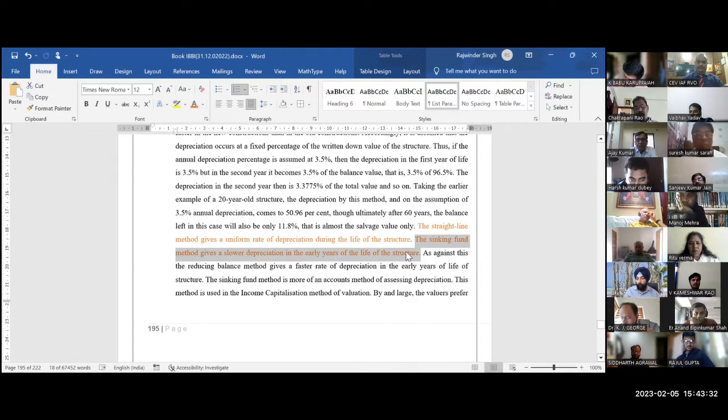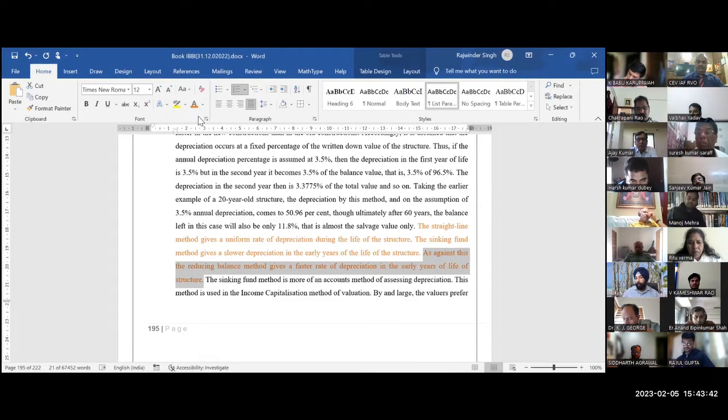But what about in this linear or reducing balance method? It is opposite. In the early stages, it is faster, and as we go, it is slower. It is faster in the early stages.